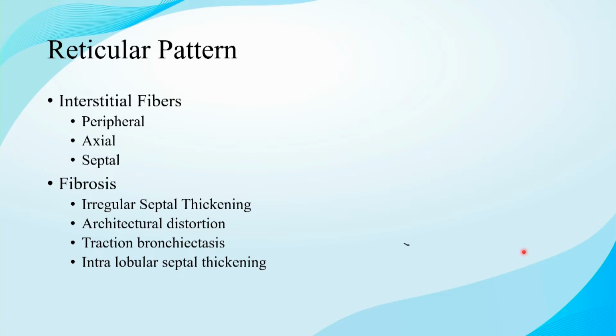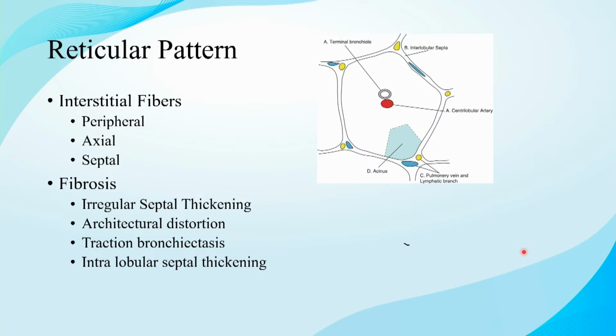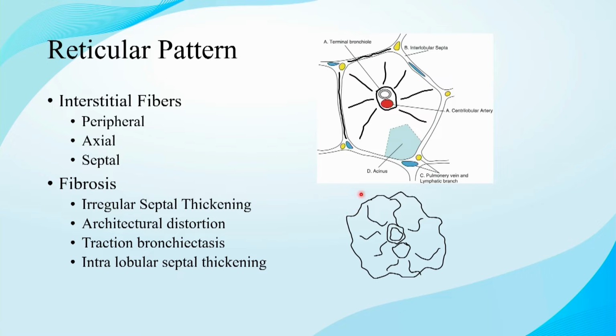Now, whenever there is fibrosis, it will affect the interstitial fibers. In concordance with the secondary pulmonary lobule, there are 3 interstitial fibers. Then, we have the axial fibers which surround the bronchovascular bundle. And the third are the septal fibers which surround the lobular parenchyma. So whenever there is fibrosis, there will be irregularity of all these interstitial fibers, which results in the distortion of the anatomy.